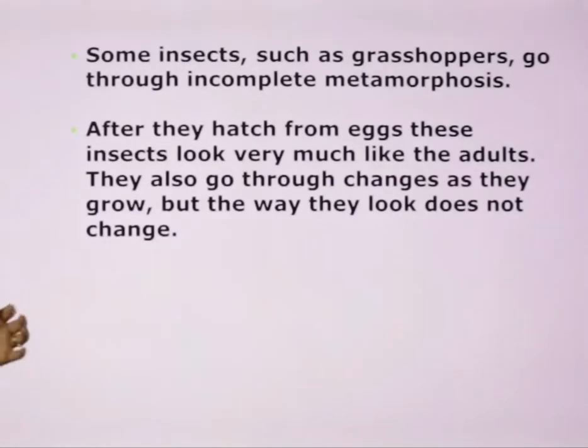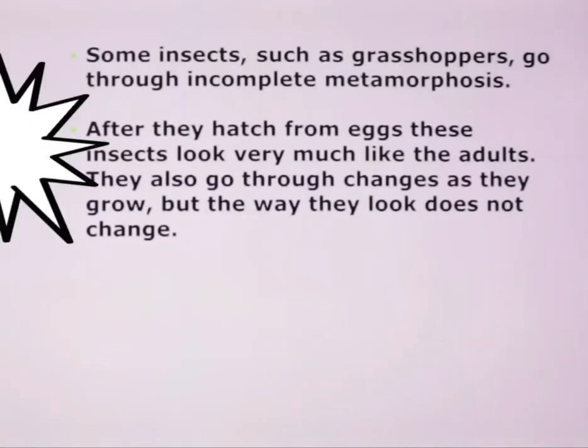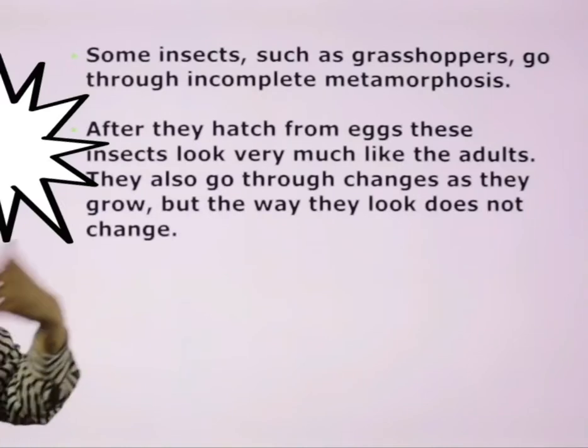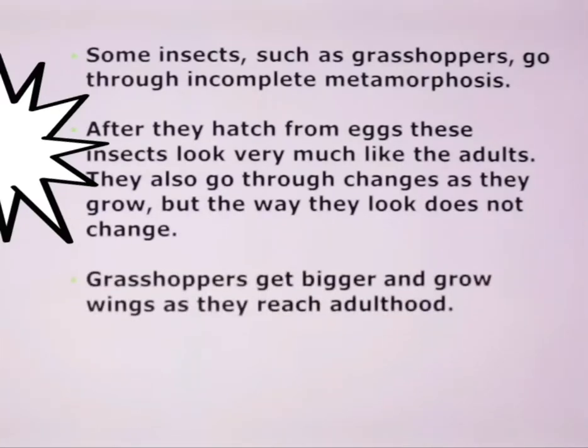They're not so different. They also go through changes as they grow, but this doesn't mean that the baby insect is the last stage. No, there are other stages. But the way they look does not change. There is no huge difference between the baby grasshopper and the adult grasshopper. Grasshoppers get bigger and grow wings as they reach adulthood.